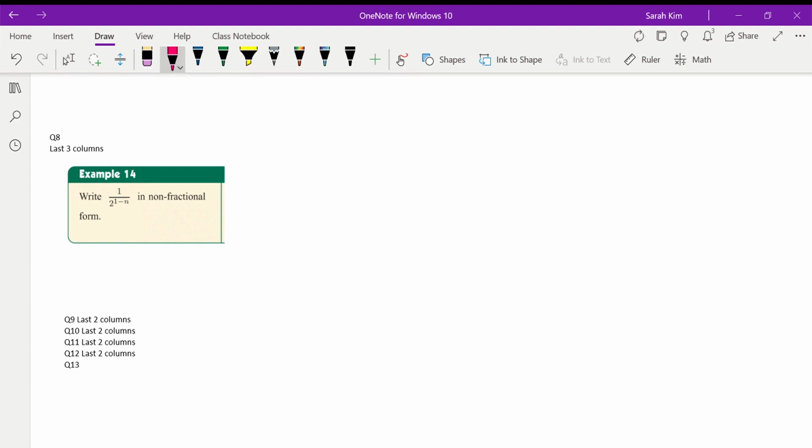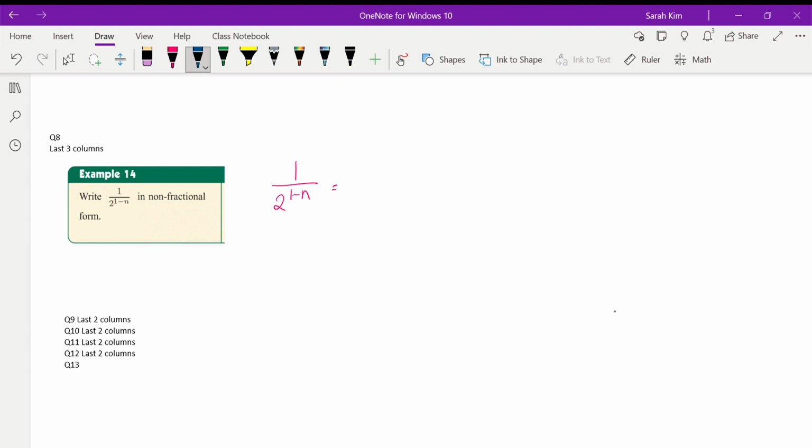Example 14, write 2 to the power of 1 minus n in non-fractional form. So for this one, we need to figure out how to write this into a non-fractional form. So I'm going to expand it using one of the index rules. So it's going to be 1 over 2 to the power of 1. Actually, I'm just going to apply a negative and bring it to the top. Let's do that one because that might be easier.